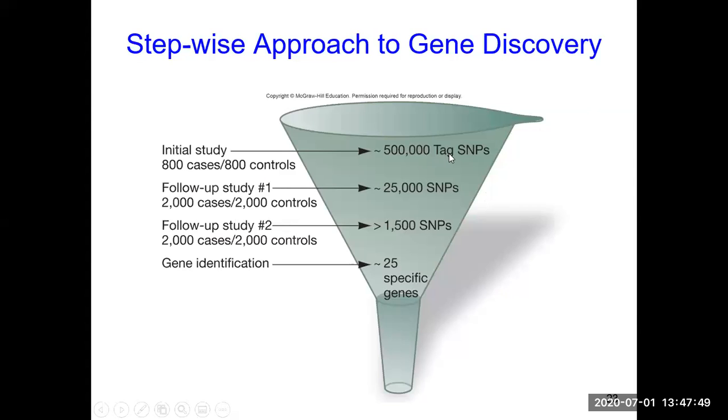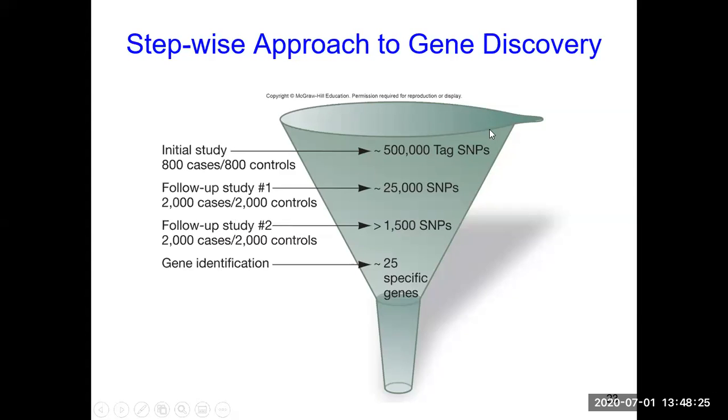And this is a stepwise approach where we start with a lot of SNPs, and then we slowly bring down the number of SNPs to very, very specific genes. It's like a funnel. When we have a huge population and we want to cover all the genes because we don't want to miss anything, we start with, let's say, about 500,000 tag SNPs. Okay, we have a case control study. We have 800 cases of cancer, 800 controls. And we start with about or more than 500,000 tag SNPs. Now remember, they're just tag SNPs. That means there are more SNPs there.